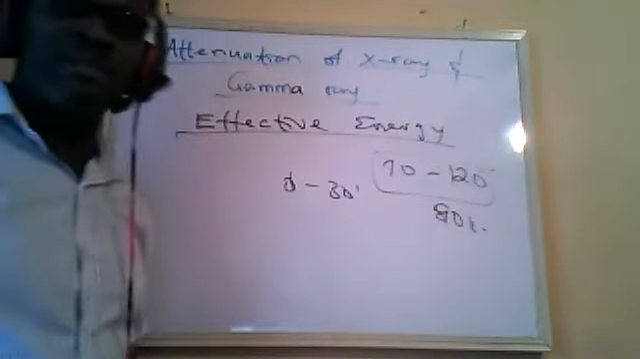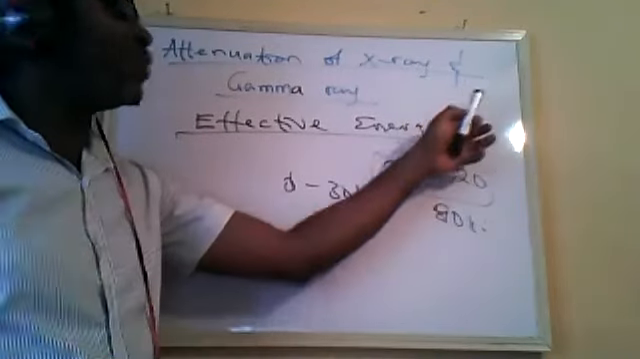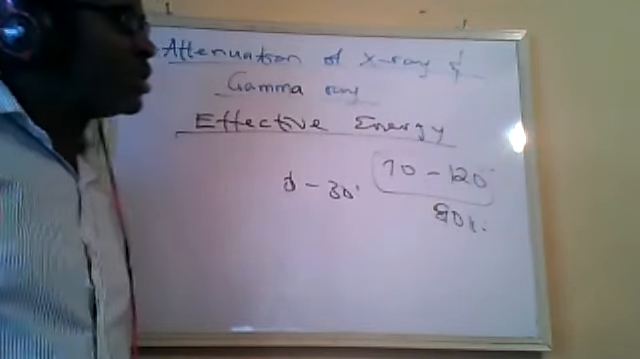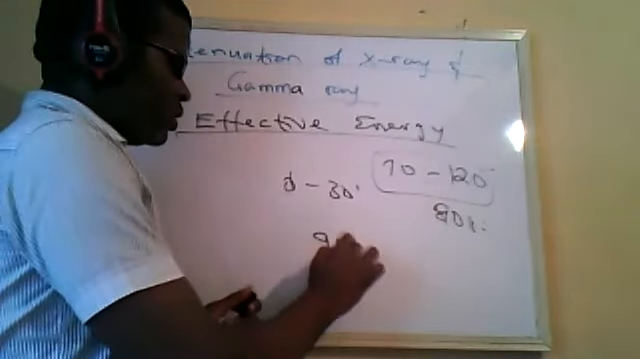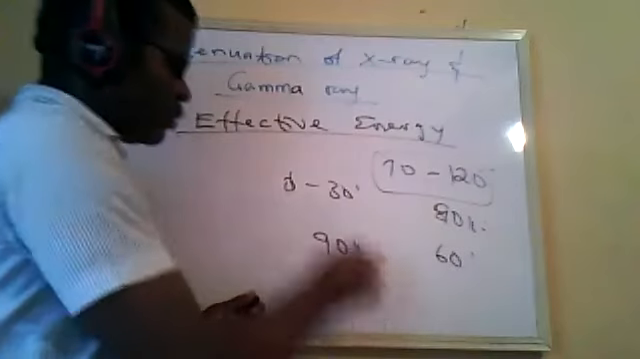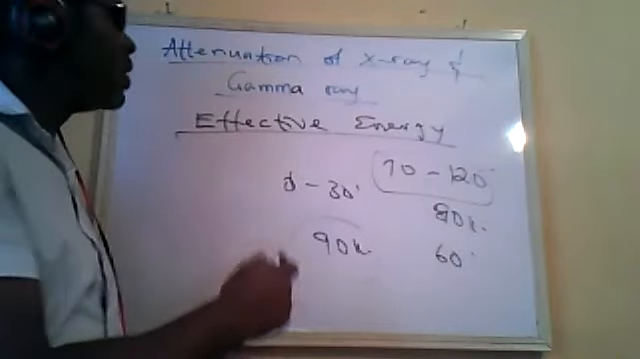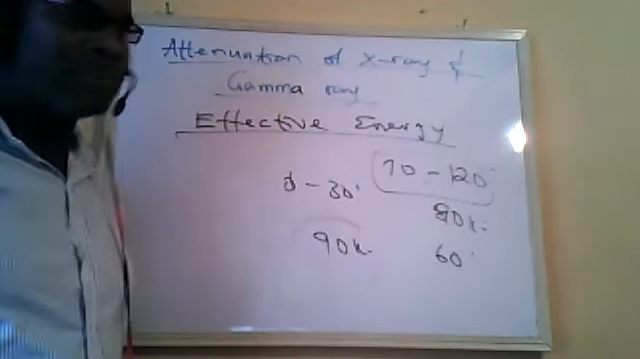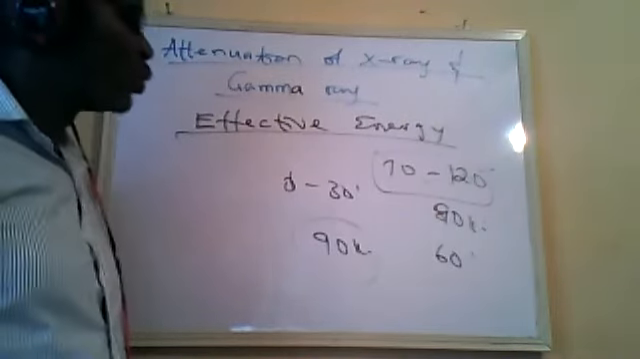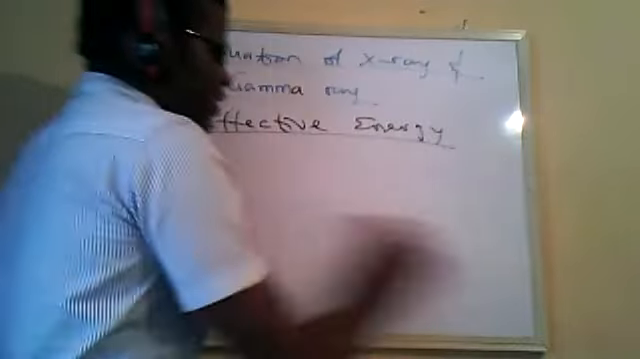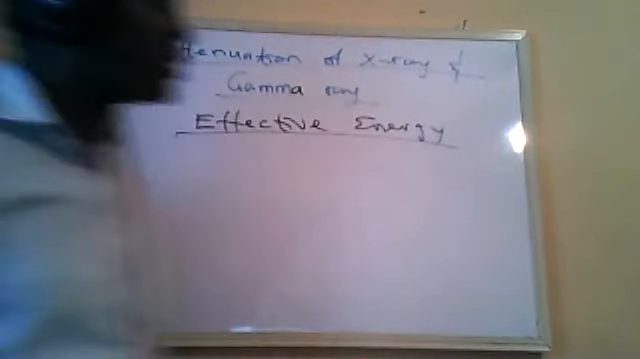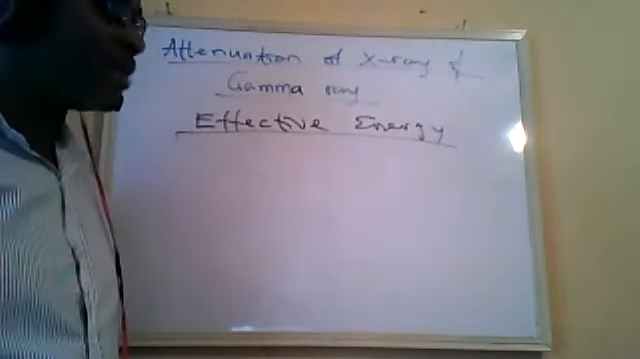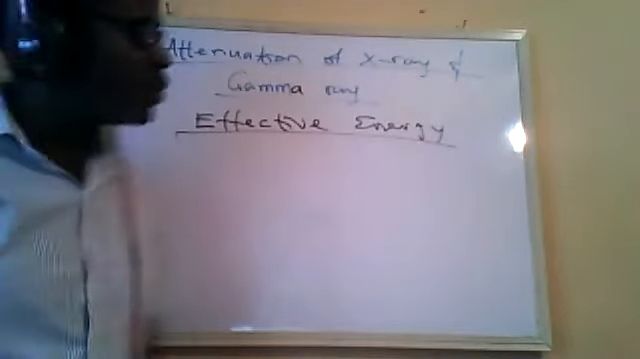Of course, it also has a link with the HVL. The more the effective energy, the more the HVL you will use. You can't compare the HVL of 90 keV to the HVL of 60 keV. This one will have a higher HVL because the effective energy we are looking at, 90, will require much more thickness of the material to reduce it to one half. So effective energy is a measure of the penetrative ability of that X-ray beam. The higher the energy, the higher the material required to bring it to one half.